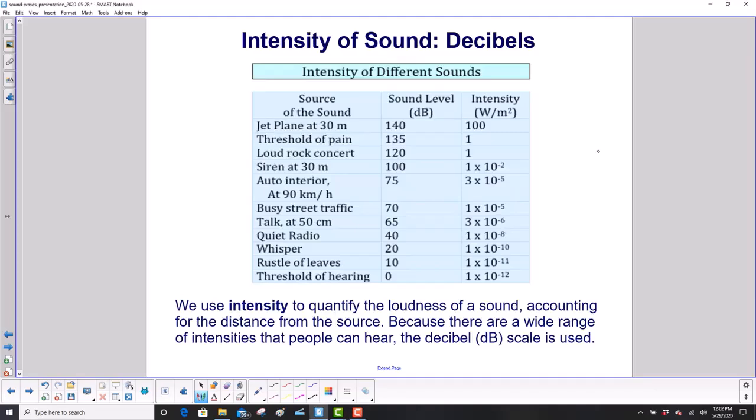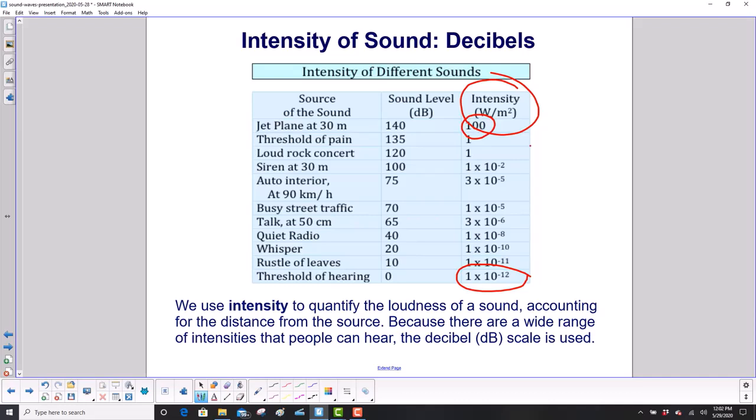We use intensity, right over here, to quantify the loudness of a sound according to the distance from the source. Because there are a wide range of intensities that people can hear, the decibel scale is used. It's a logarithmic scale. Not sure if you had that in math yet, but you will. And you can see what the problem is. You can hear all the way down to 1 × 10 to the -12th watts per meter squared. Watts is a measurement of power. You can also hear all the way up to 100. That's what, 14 orders of magnitude.